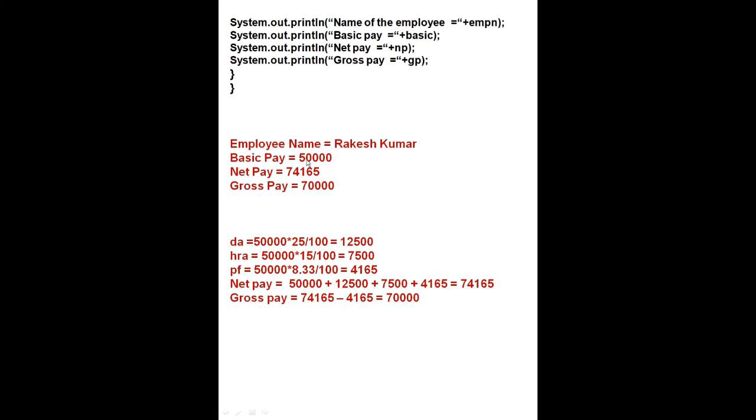This is a mathematical question, so I have taken the name Rakesh Kumar, basic pay 50,000, and net pay, and gross pay will come after processing the formulas. DA will come like this, HRA like this, PF like this, net pay is equal to all of them added, then gross pay is equal to net pay minus provident fund. This is the provident fund, so the gross pay is 70,000, which you will get after the DA, HRA and PF.